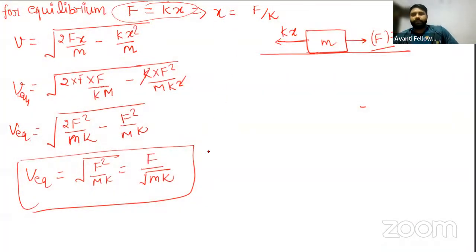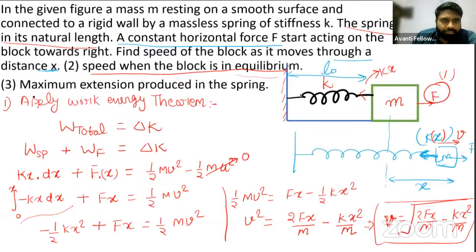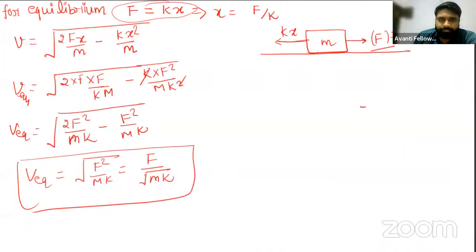Got it? Now, is this clear to you? Now, if we move to the next part, which is maximum extension produced in the spring.